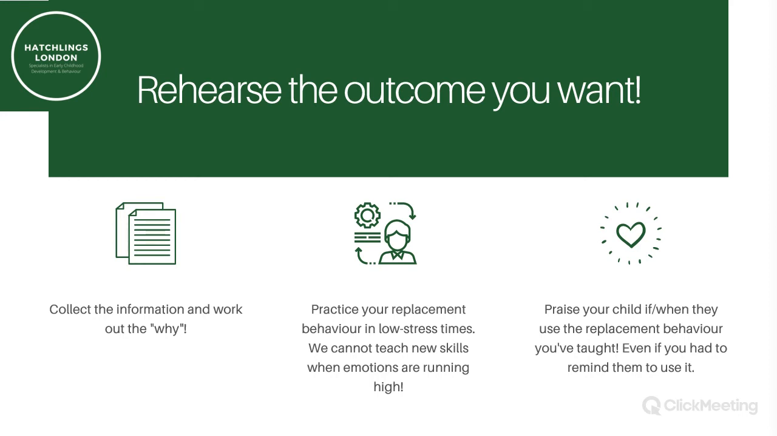So we want to practice the replacement behaviors in low stress times. We can't teach these new replacement behavior skills when emotions are running high in either yourself or in the child. So it's a really good thing to remember when we're trying to teach replacement behaviors, just pick and choose when you want to do them, and when the expectation is there. And thirdly, you want to praise your child if and when they use the replacement behavior you've taught, even if you've had to remind them, or sometimes we call it prompt them to use it.